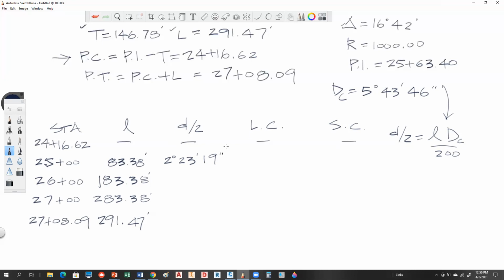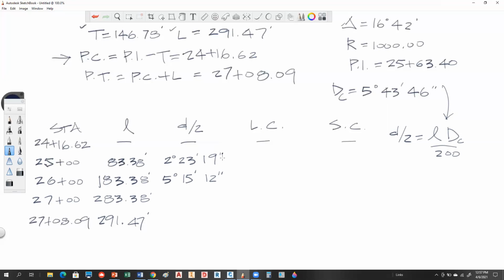Okay. So let's do the next one. We're going to take 5 degrees, 43, 46, divided by 200 times the next L. And it looks like I'm getting 5 degrees. So you'll notice because L is increasing, these numbers are increasing. Okay. That's what I came up with. 5 degrees, 15, 12. Anybody agree with that? That's what I got. Okay, cool.